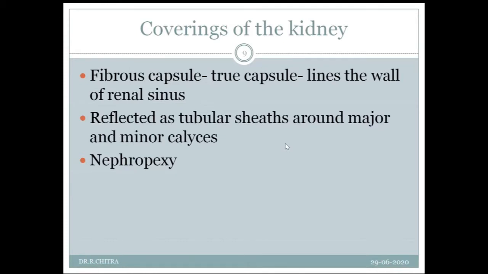In nephropexy operation, which is done to fix a movable kidney, this fibrous capsule is divided along the lateral wall of the kidney, and the rolled out posterior flap of the capsule is sutured to the last rib or the muscle of the posterior abdominal wall. So this is nephropexy. As you see, this fibrous capsule is reflected as tubular sheets inside the kidney around the major and minor calyces also. So we have finished the fibrous capsule, or the true capsule.